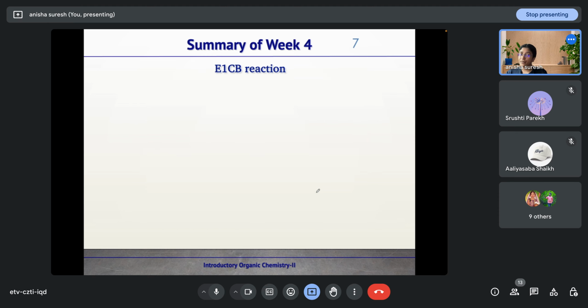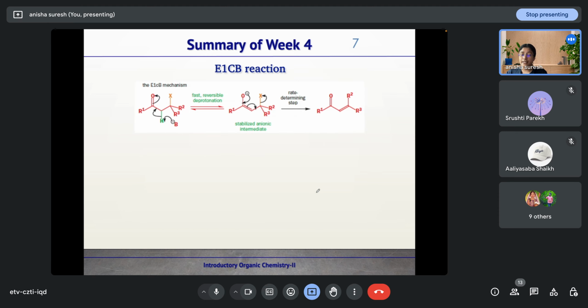And finally, the E1CB mechanism reaction was discussed, where in a system having an X, which is a good leaving group, the base will abstract the proton that is adjacent to a carbonyl, and an enolate will be formed. Once the enolate falls back, the double bond will shift to this position, and this X, which is a good leaving group, will be eliminated.